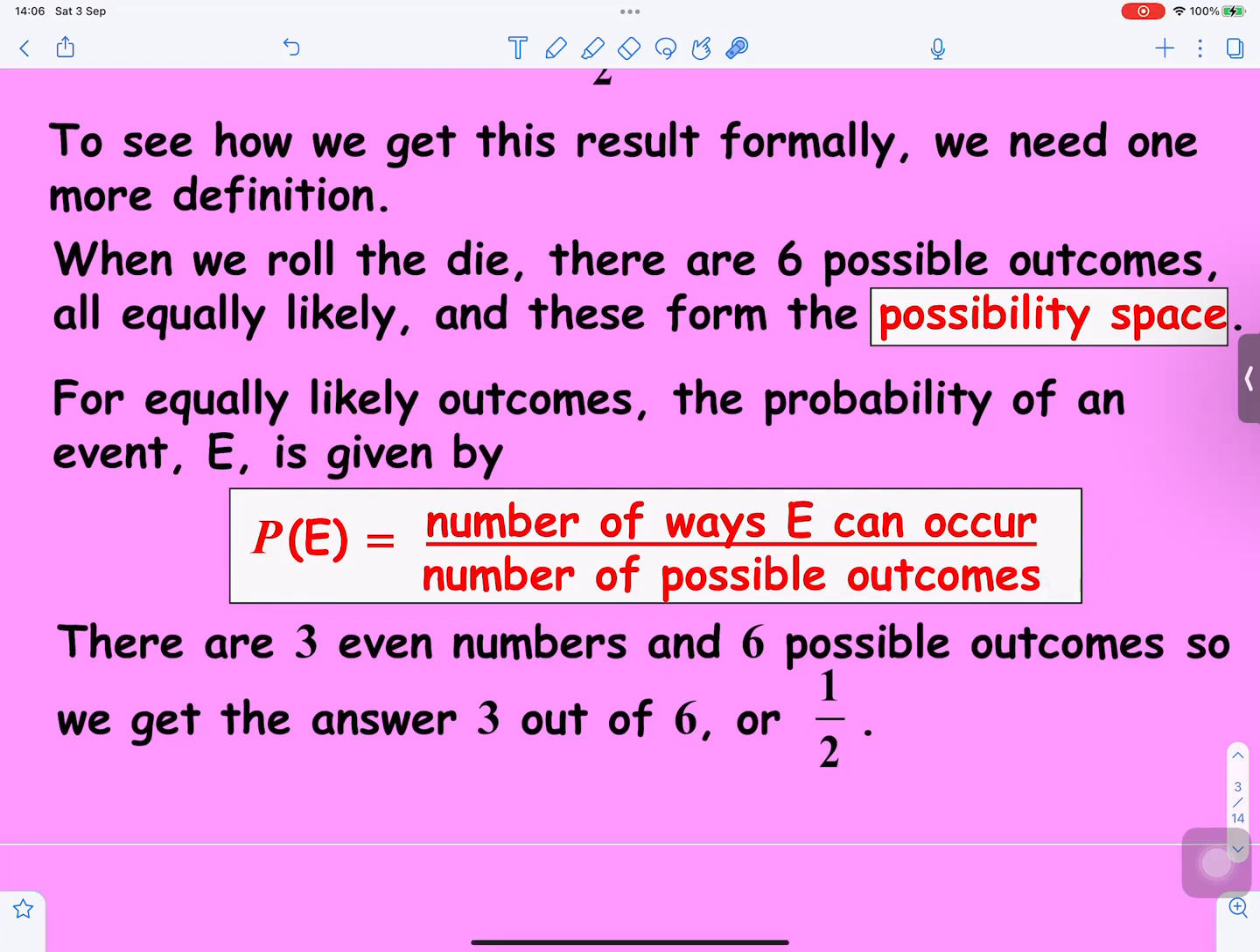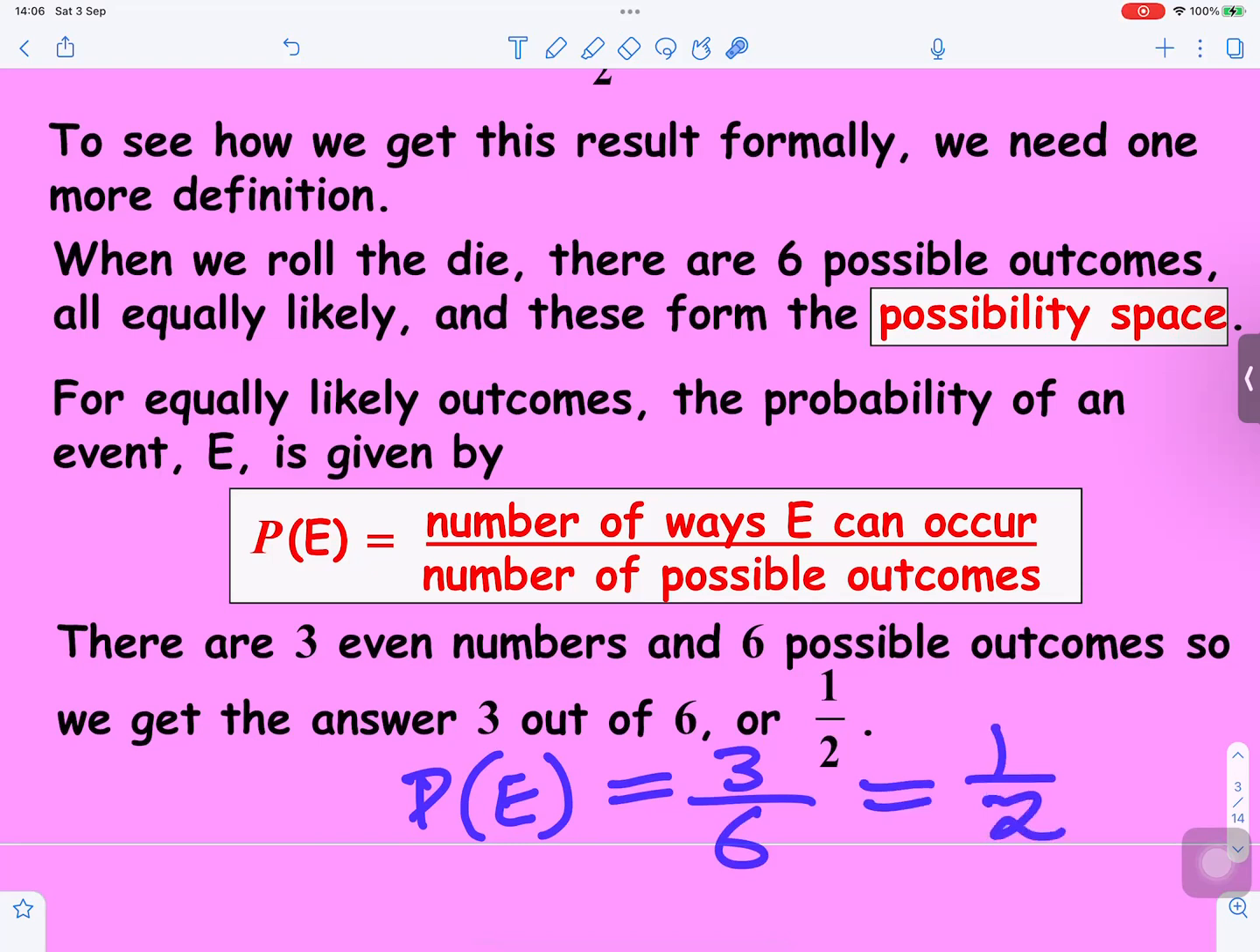So the probability of getting a 6 is, you can write it like that. The number of ways you can get a 6 is 1, and then the total is 6. For even numbers, there are 3 even numbers, 2, 4, 6, out of 6 possible outcomes. So the probability of getting an even number is 3 out of 6, which simplifies to a half.